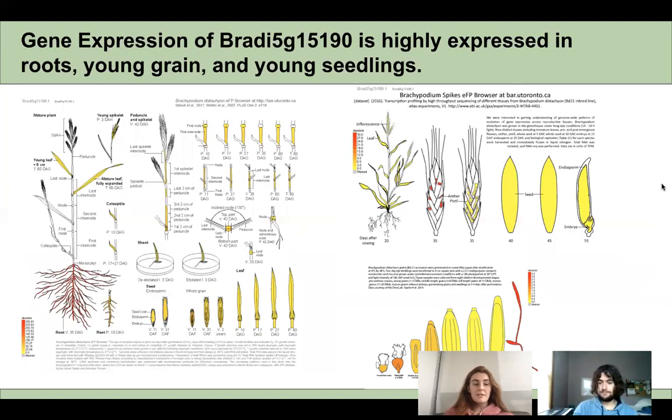So as you can see from the pictographs, the gene expression of our gene of interest is highly expressed in the roots, young grain, and young seedlings. This high expression may indicate that our gene plays a role in growth and the strengthening of growing cell walls. The moderate gene expression in the stem can also support this idea as the stems are continuously growing. Additionally, since the roots are heavily involved in water transport, the high gene expression could indicate that our gene of interest may be involved in water stress, which was previously indicated in our literature review.